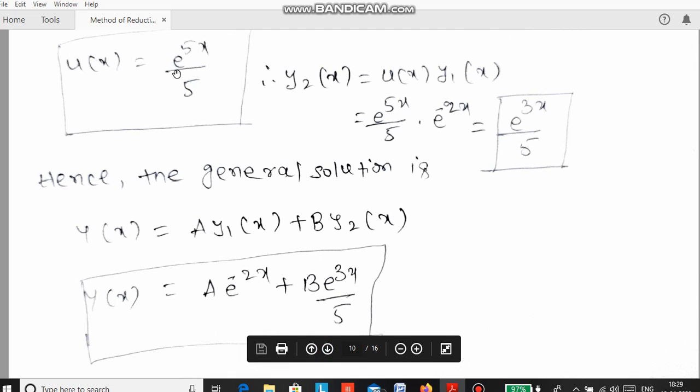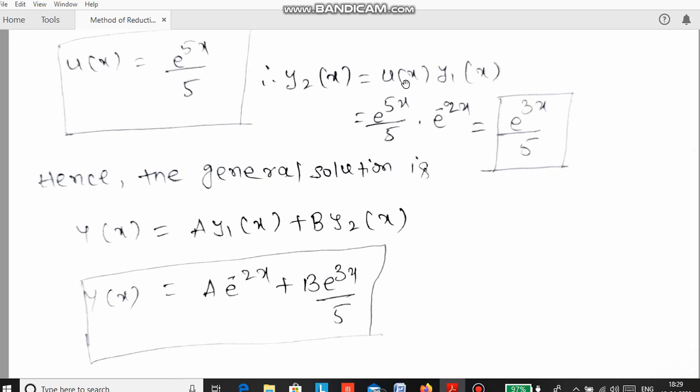So u of x is equal to e power 5x by 5. Therefore, y2 of x is equal to u of x into y1 of x. So e power 5x by 5 into e power minus 2x is equal to e power 3x by 5. So u of x value is e power 5x by 5 and y2 of x value is e power 3x by 5.